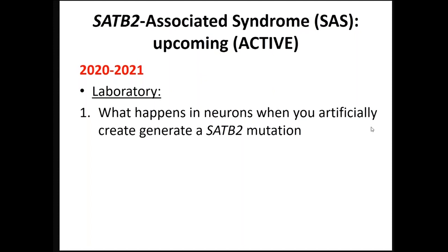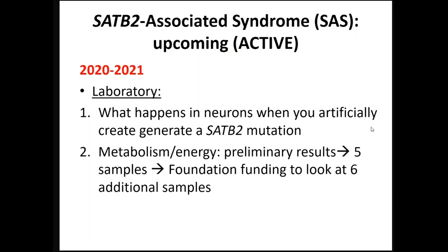So we have neurons where you can artificially generate a SATB2 mutation and see what happens, which is a very nice setup. So we're looking at that. And on my side, Dr. Fish is doing this number one part. On my side, we have been looking at what happens with metabolism and sources of energy.